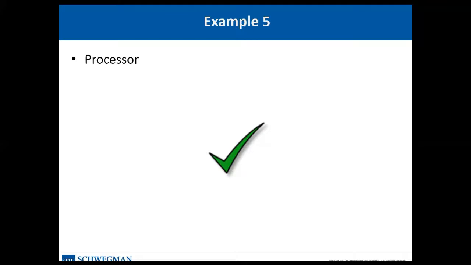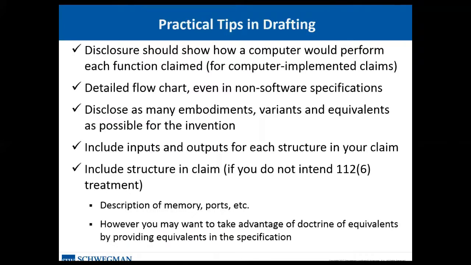So I showed you some examples of what will invoke 112F. And again, I want you to keep in mind 112F is not itself a rejection. Instead, you might have to worry about indefiniteness rejections that come with it. So I'm going to provide some tips now on how to avoid 112F altogether, and even assuming you get 112F, how to avoid indefiniteness rejections.